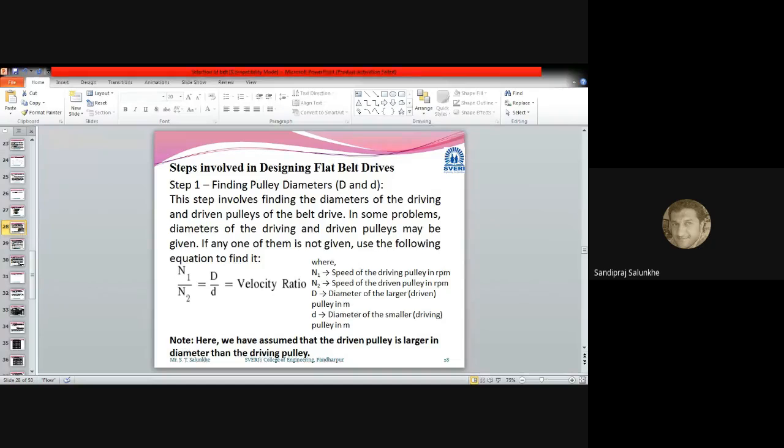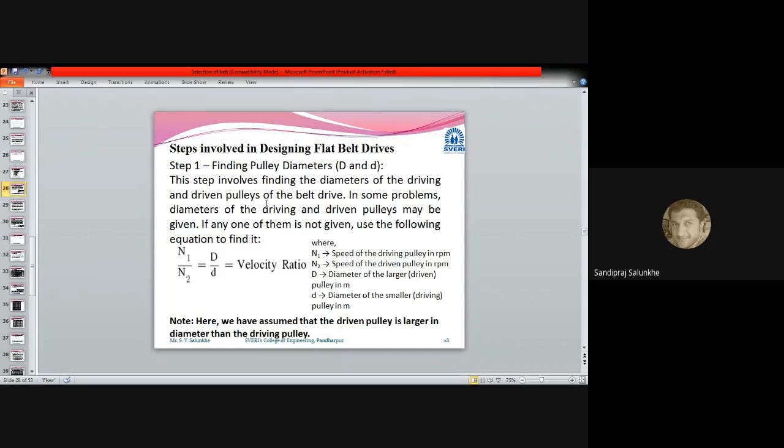Formulas and from the manufacturer's catalog. Now, while we are going to select the flat belt from the manufacturer's catalog, at that time we are going to have all these steps which may get involved in the selection of the belt. Now, step by step, we'll see how to go for the selection of that flat belt.